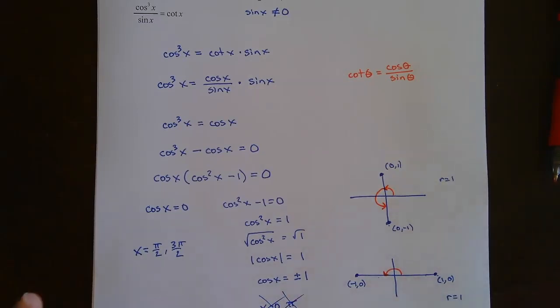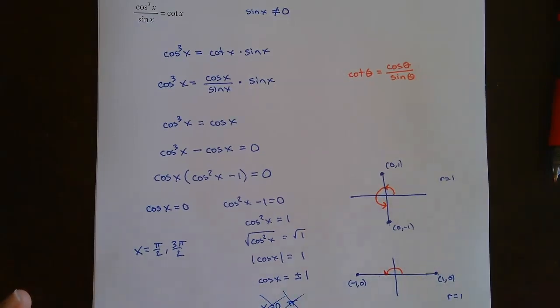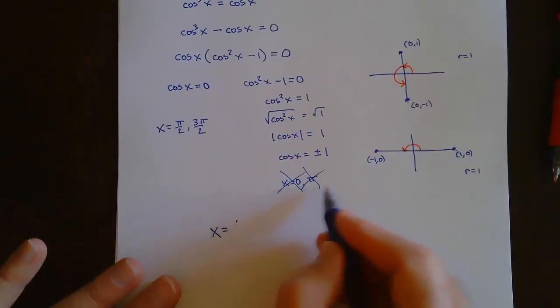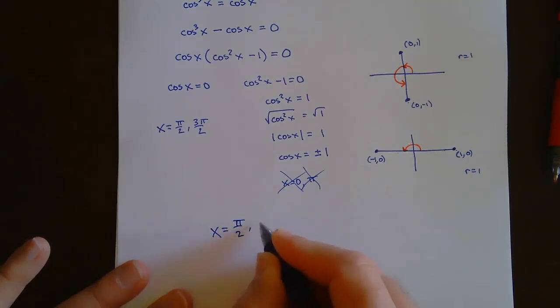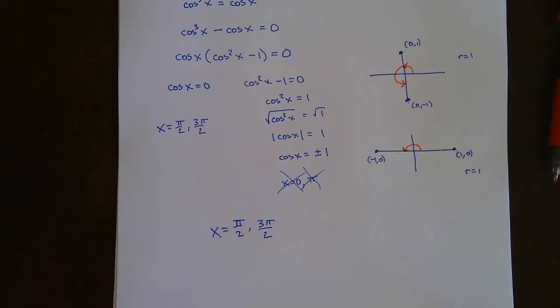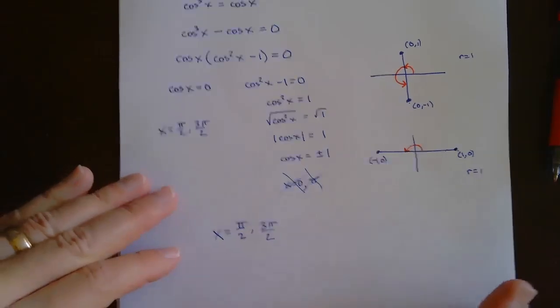All right, so I cross those out. The final answer is that the only answers are x is equal to pi over 2 and 3 pi over 2. And those are the only 2 angles where cosine cubed x divided by sine x is equivalent to cotangent x. There's only 2 angles where this happens, those 2. All right, let's go to example number 4.